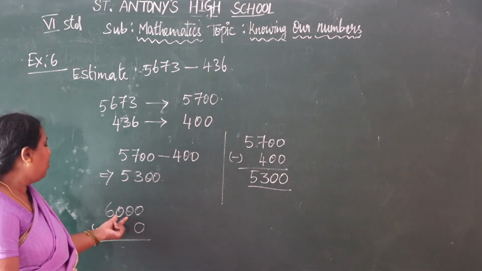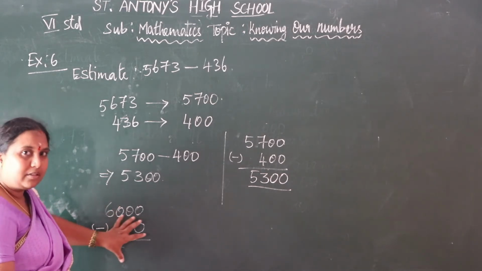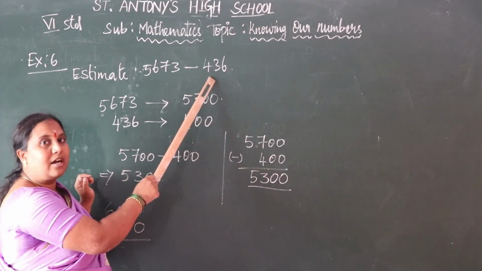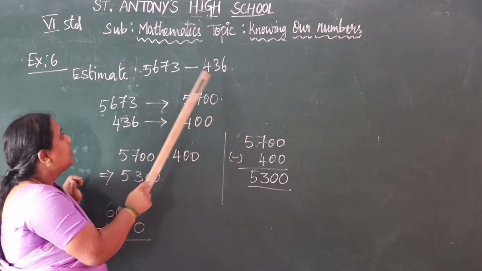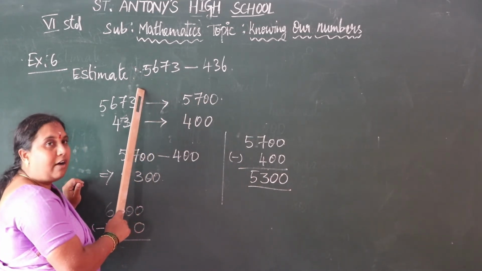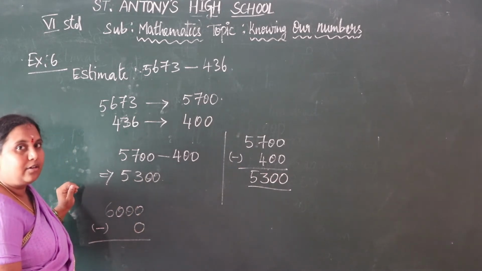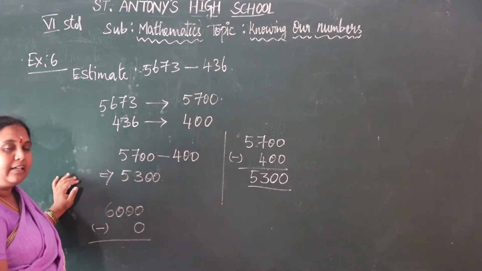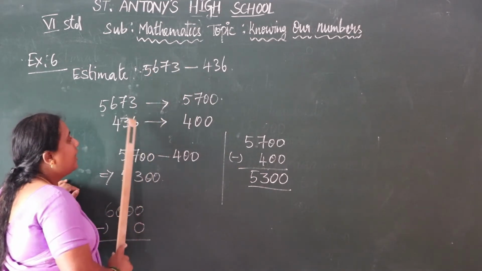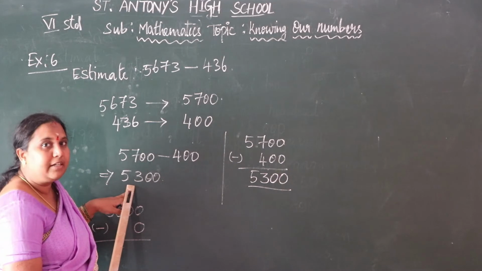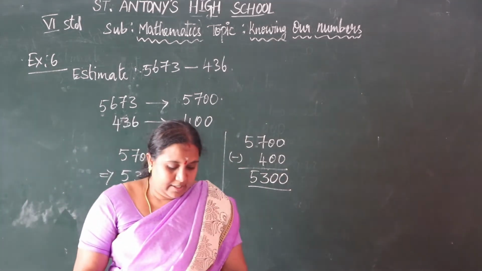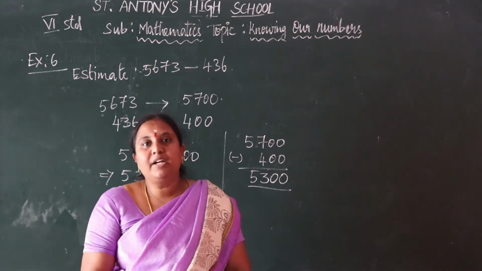Is it right? So there is no reason. For that reason we round it off to the nearest hundreds. Okay children, understood? See here, if we round to the nearest 1000, there is no reasonable difference. But here we round off to the nearest 100, and we get the reasonable difference, which is 5300. Okay children, understood?